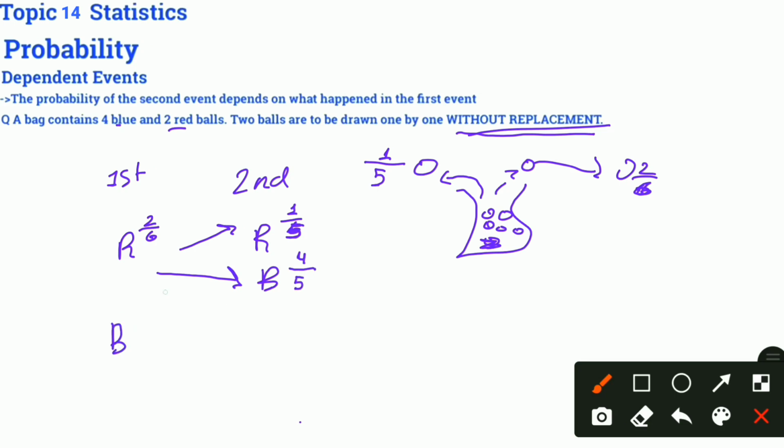In the first attempt, let's say that we have taken the blue ball, so the probability would be 4 upon 6. And in the second attempt, what is the probability of taking the red ball? It's going to be 2 upon 5. And what is the probability of taking the blue ball in the second attempt? It's going to be 3 upon 5. This is how it is.